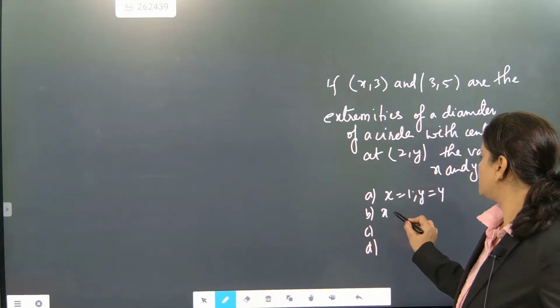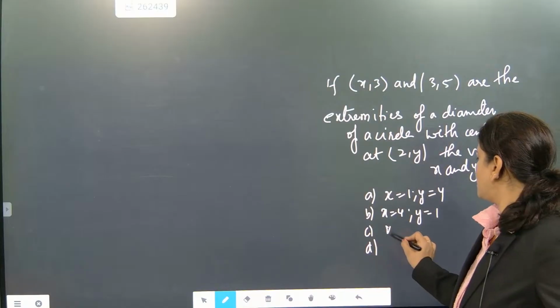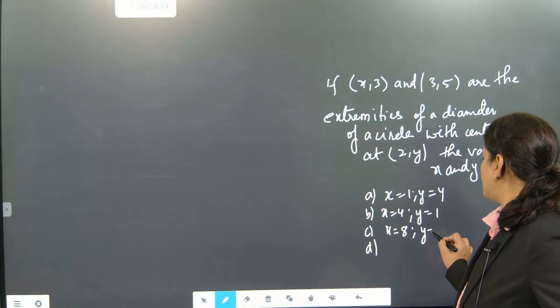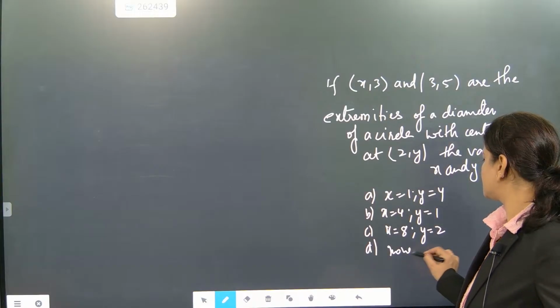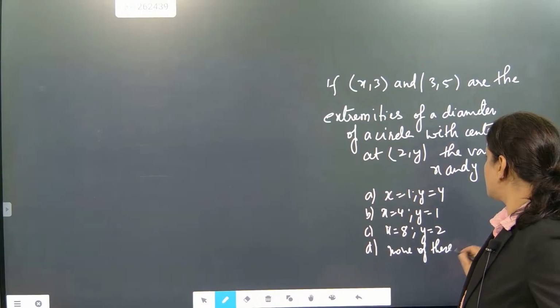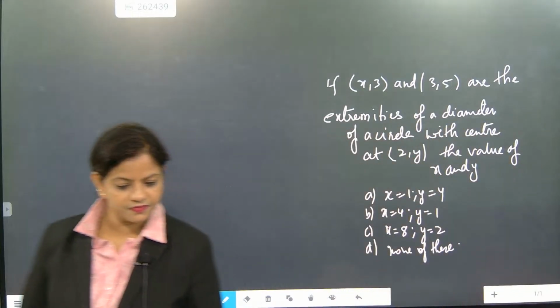So the options are x is equal to 4, y is equal to 1; x is equal to 8, y is equal to 2; and none of this. Now this is a good question. Come on children, you start solving on your own.